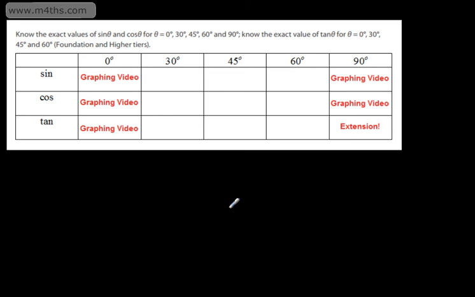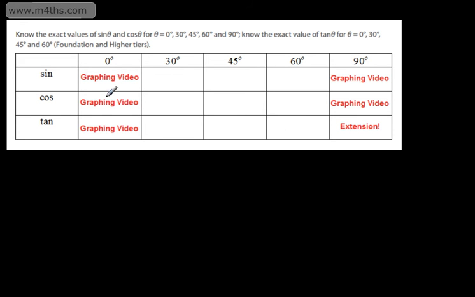In this video, we're going to look at finding the exact values of special angles in triangles. We need to know the exact value of sine theta and cosine theta for 0, 30, 45, 60 and 90 degrees, and know the exact value of tan theta for 0, 30, 45 and 60 degrees. What we're going to do is look at filling out this table.